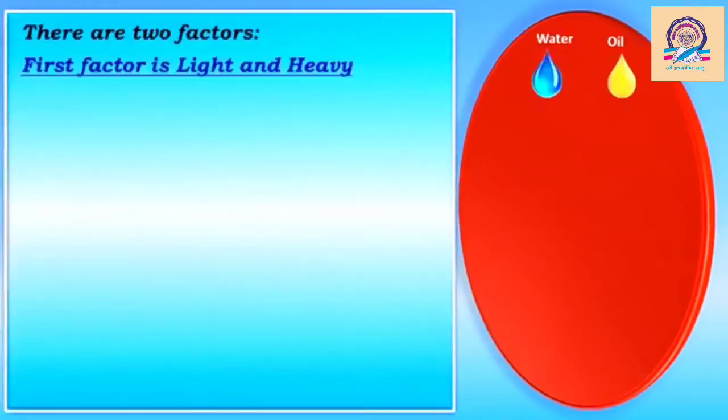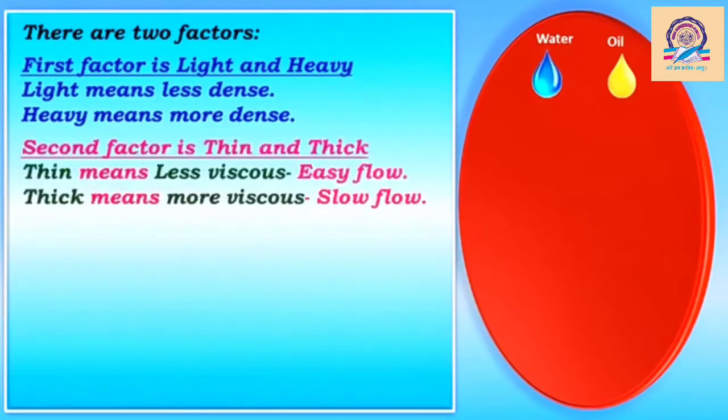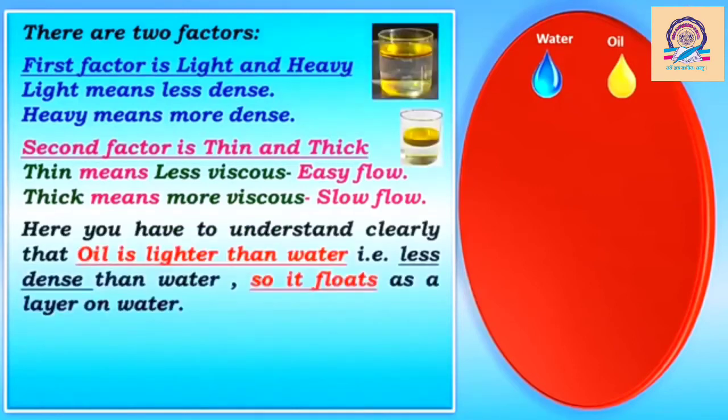There are 2 factors. First factor is light and heavy. Light means less dense. Heavy means more dense. Second factor is thin and thick. Thin means less viscous, easy flow. Thick means more viscous, slow flow.